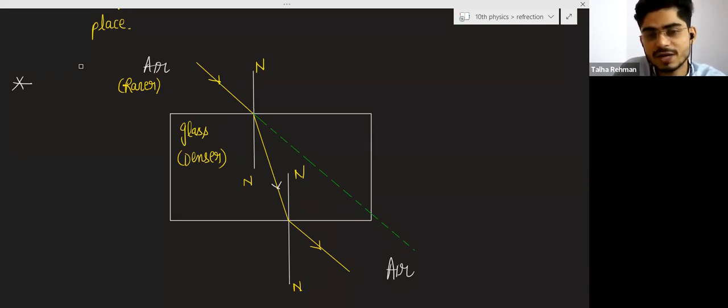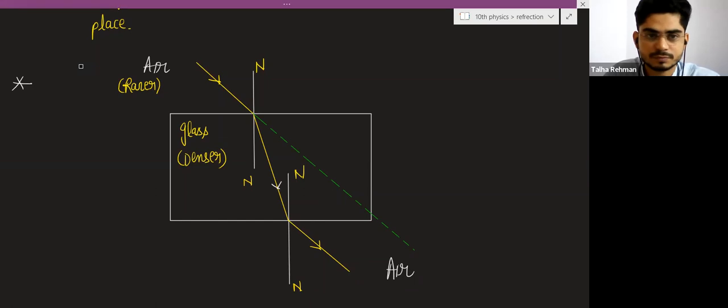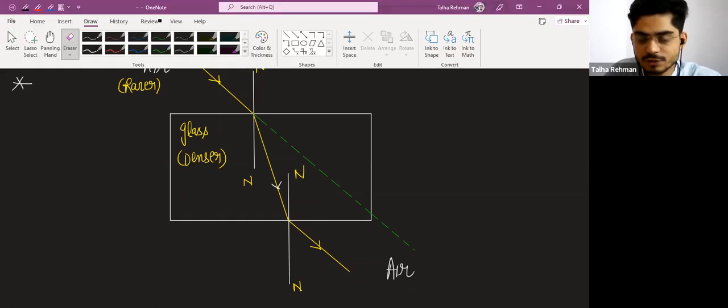Earlier I told you light travels in a straight line, so if there is no glass slab, light will travel on this path. But due to this glass slab, refraction will take place, and the light ray will travel like this. So the path of the light changes here.